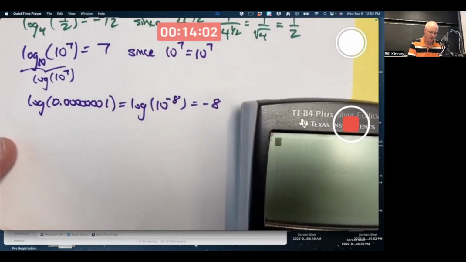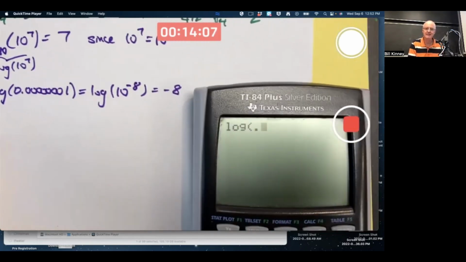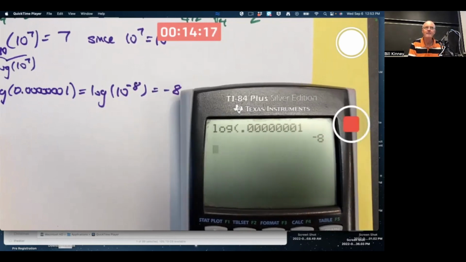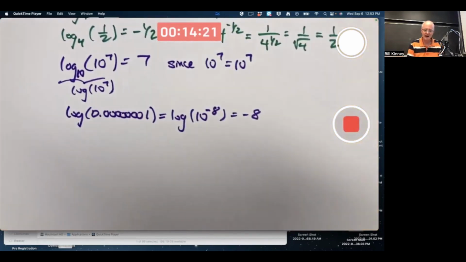Confirm it. Log. Okay, I'm not going to put the 0 in front, so I'll just put 7 zeros. 1, 2, 3, 4, 5, 6, 7, 1. I should get negative 8. Yep. That's the common logarithm.